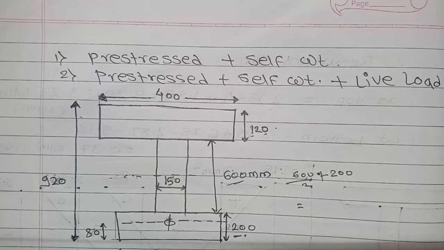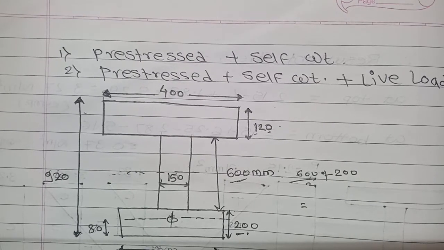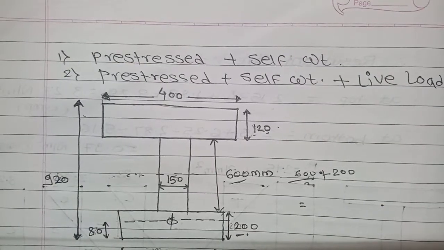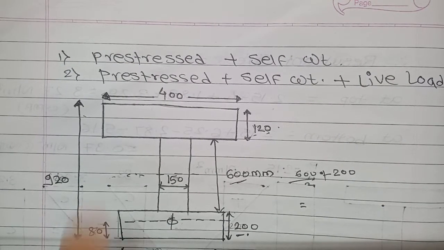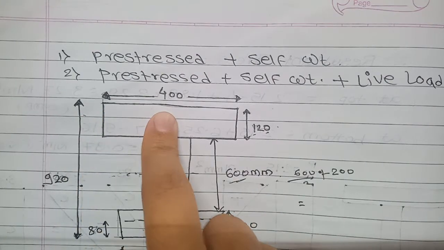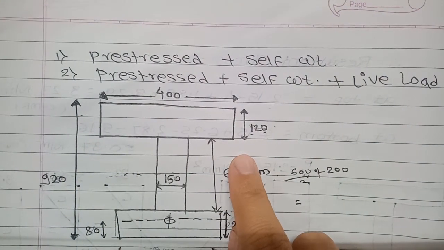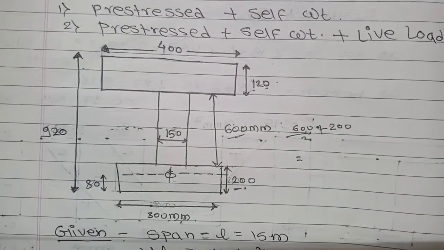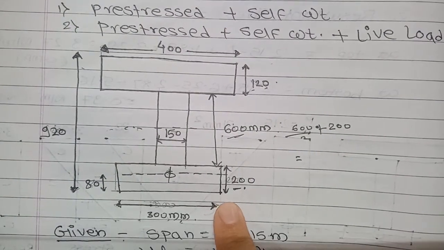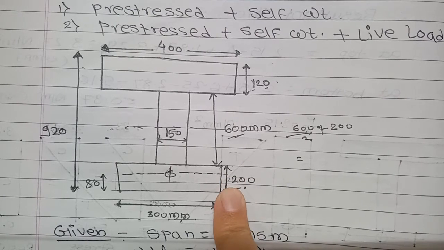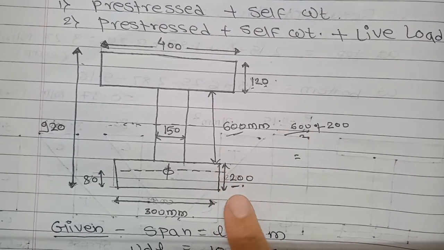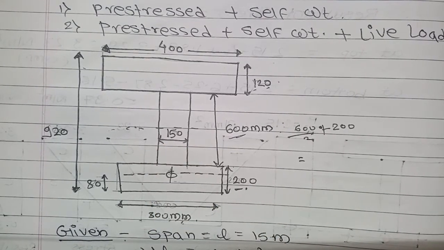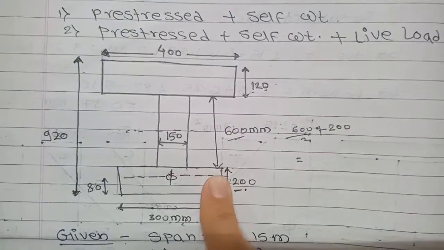First of all, read the problem carefully and draw this diagram. This is an unsymmetrical I section. In that, the width of top flange is given, that is 400 mm, depth of top flange is 120 mm, and width of bottom flange is given, that is 300 mm, and 200 mm is the depth of the bottom flange, also given, and the width of the web is 150 mm. Now calculate the depth of the web. This is the depth of the web.